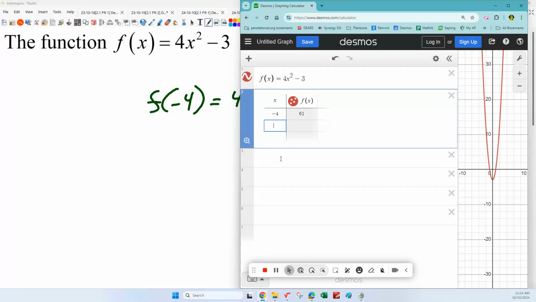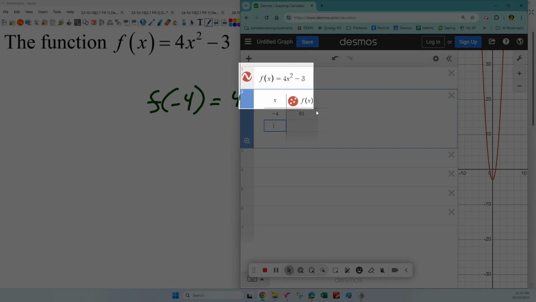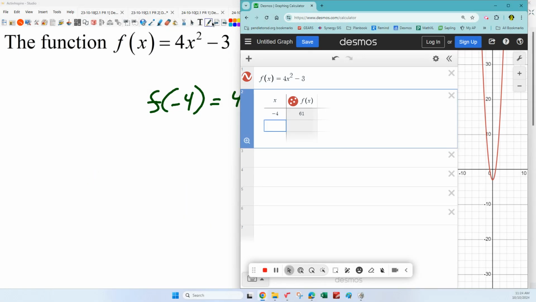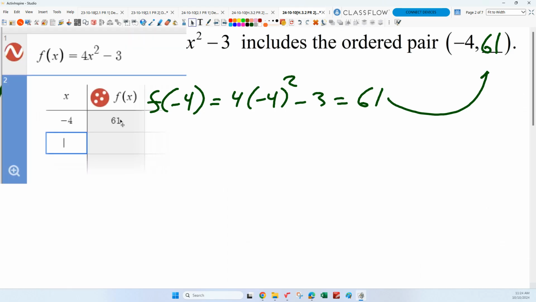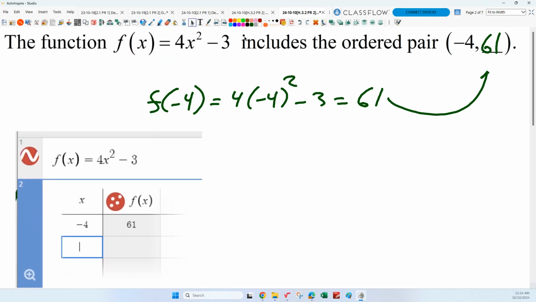Okay. Here, I'll leave a picture for our notes there. Okay.